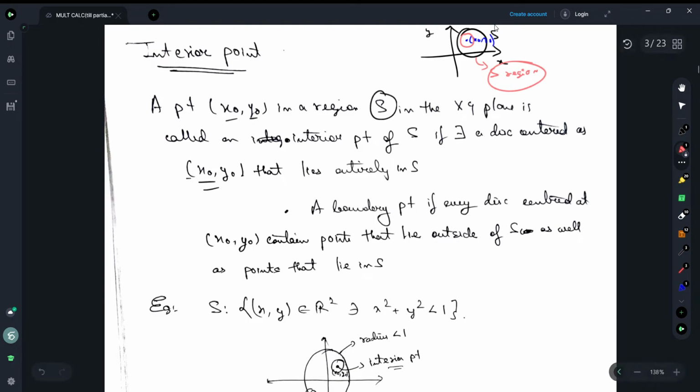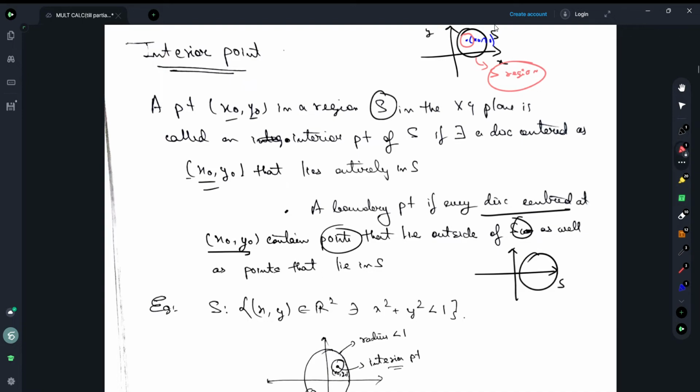What is a boundary point? So a point x0 y0 is a boundary point of a region S if every disk centered at x0 y0 contains points that lie outside of S as well as inside of S. That is, suppose you again take a region S and the boundary of S is defined. What do I mean by the boundary being defined? I will tell you later. For this moment, just imagine that this boundary of S exists in this space.